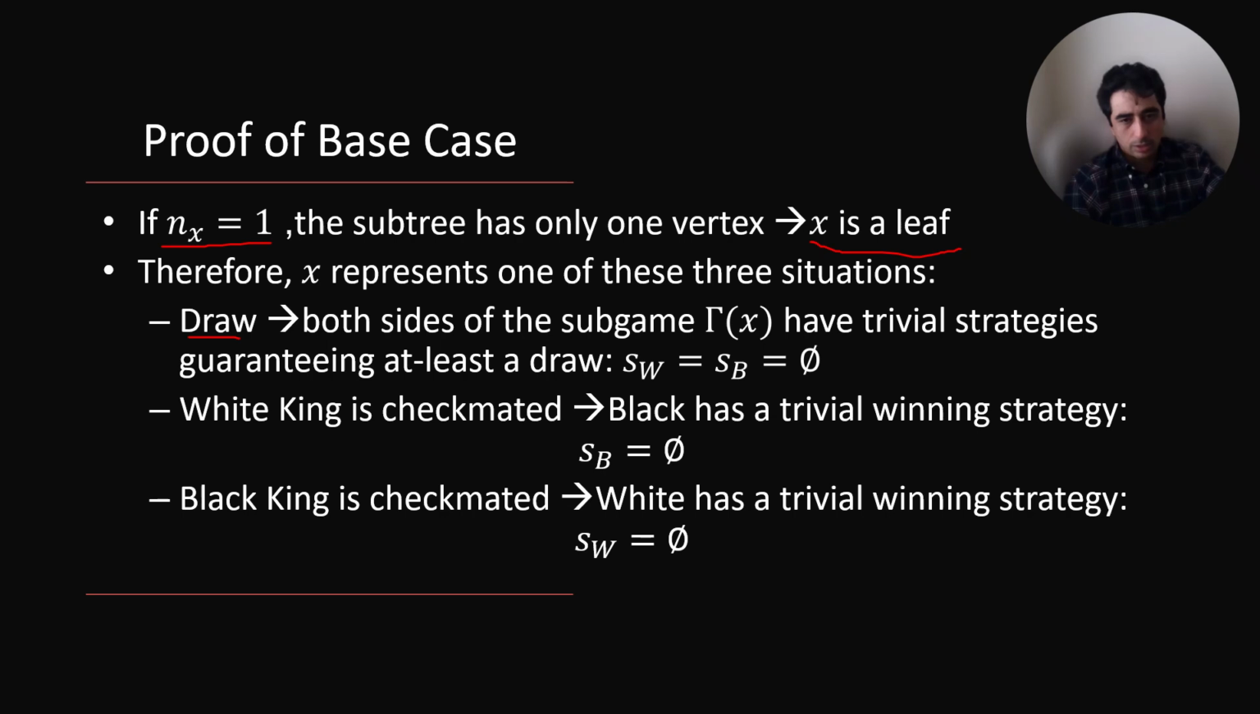The second possibility is when the white king is checkmated. That means you have a decisive result. Black wins, so black has a trivial winning strategy. What does black need to do? Nothing, because the white king can't move, and that's it. The black king just has to watch and enjoy the win. The other scenario is when the black king is checkmated. That means white has a trivial winning strategy, and that strategy would be the empty set as well, because the black king is already checkmated and there's no legal move for black, so white doesn't need to do anything. So the proof of the base case is trivial.